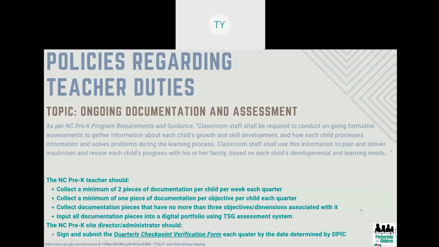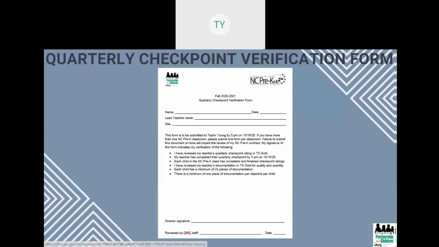If you are a director or an administrator, you should be signing and submitting the quarterly checkpoint verification form each quarter by the date determined by the partnership. So what that means is, I'm going to go to the next page so you can see this form. This is an example of what the quarterly checkpoint verification form will look like for the fall quarter.